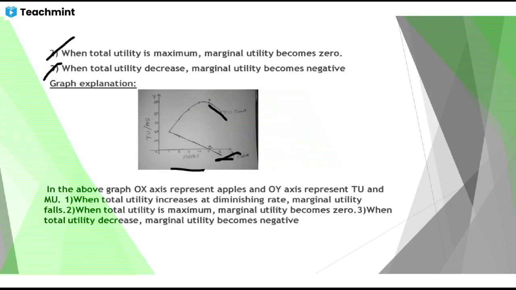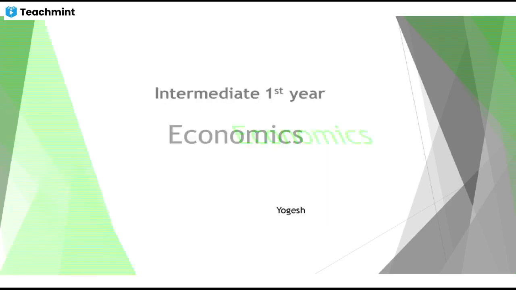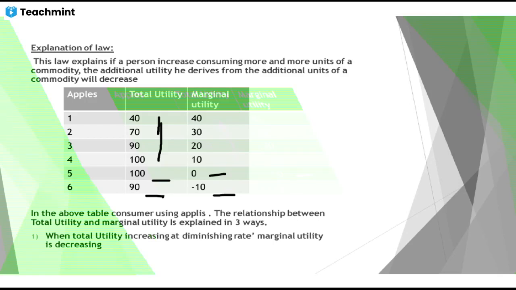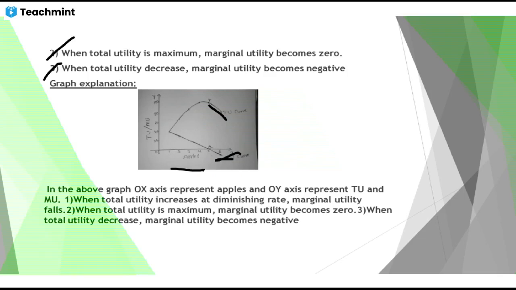In a simple way, when we use one good continuously, every time the extra or marginal utility which you are getting by using an extra good will decrease. Okay, so if you follow this way, there is a possibility to get full marks: first the introduction, definition, assumptions, law explanation with the help of a table, and law explanation with the help of a graph. And limitations and important points you also have to see once.